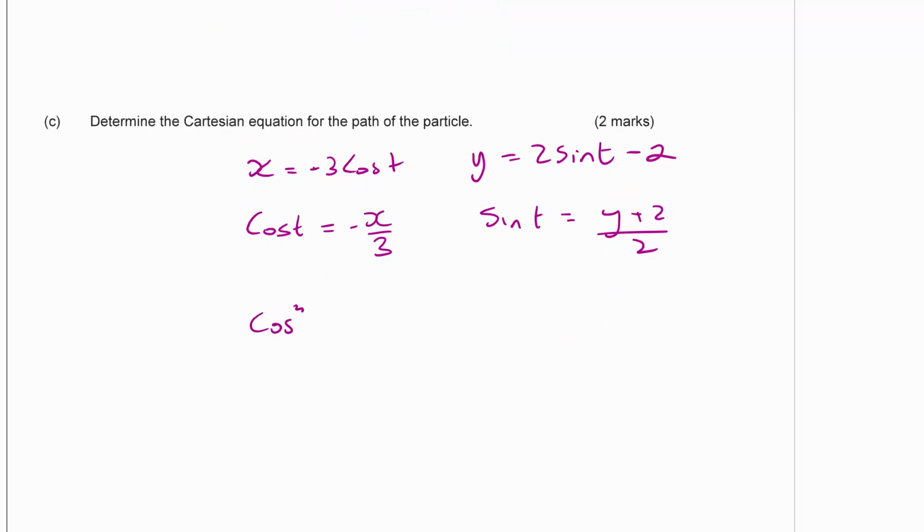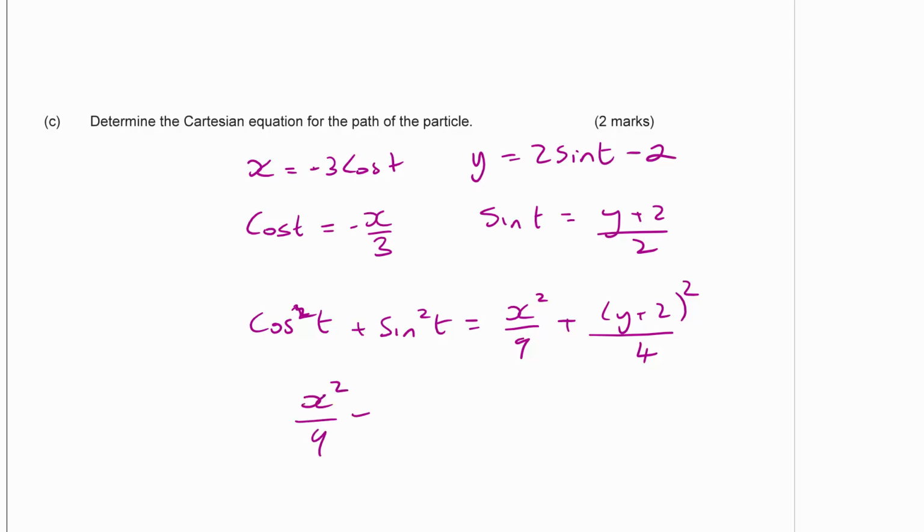Now we know that cos squared t plus sine squared t is equal to 1. But here that's going to be x squared over 9 plus (y plus 2) squared over 4. And so we have that x squared over 9 plus (y plus 2) squared over 4 is equal to 1.